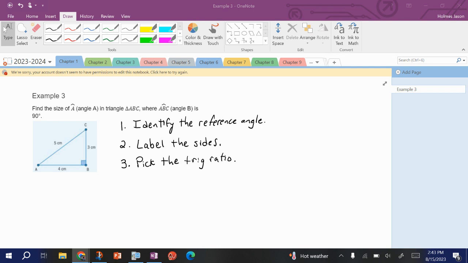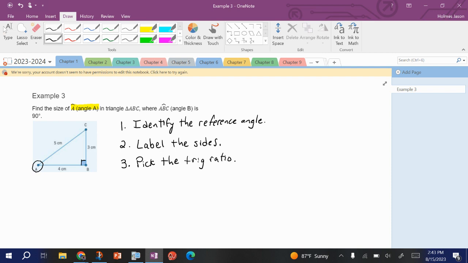So let's take a look at our example. In our example, it says find the size of angle A. Okay, so let's go ahead and identify the reference angle on our paper. We will circle angle A. And it says in triangle ABC where angle ABC, which is angle B, is the 90-degree angle. So here's the 90-degree angle. Okay, perfect. So now we're going to label the sides and we'll pick a trig ratio.